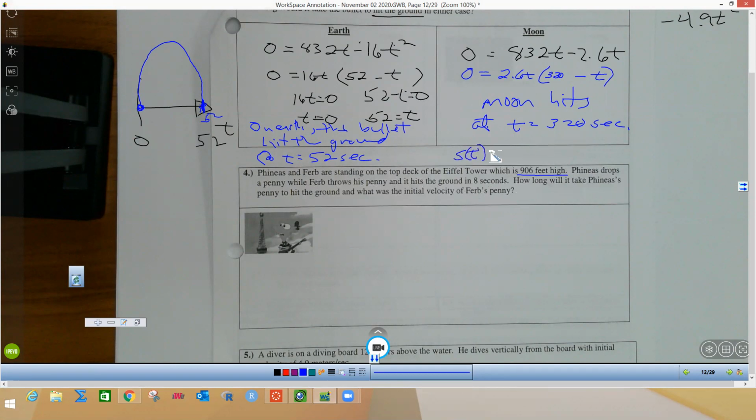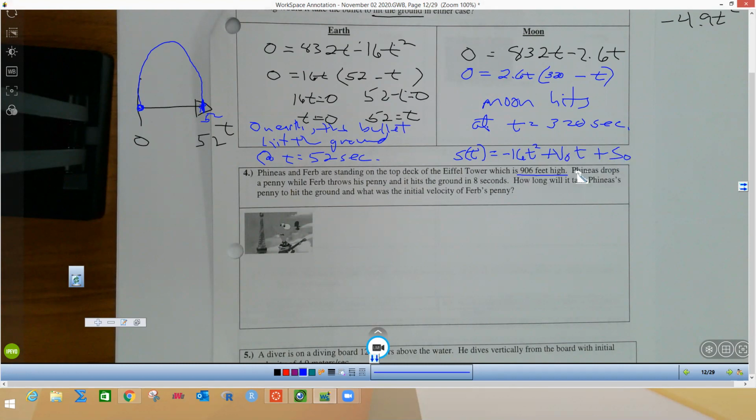S of t, now we're talking feet and seconds, right? So this is going to be negative 16t squared plus b sub naught t plus s sub naught. Whenever you write a little zero down here, if you haven't had science yet, physics or any of that stuff, they use the same symbols. This is initial velocity, and this is initial height. So can anyone tell me what the 906 is now? Initial height.